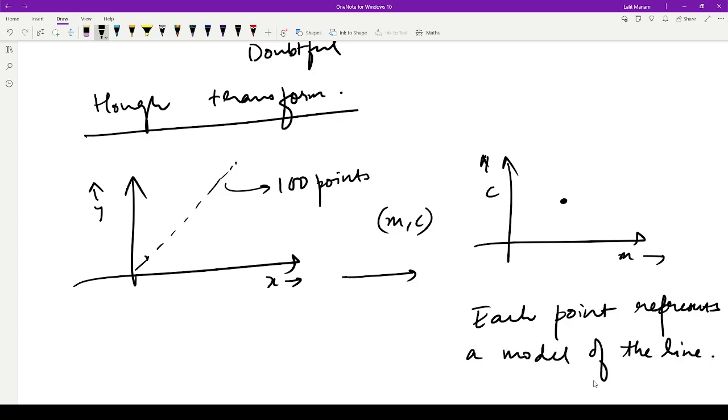I think it was the other way around, that you map a point to a line in the parametric space and then find the intersection of those lines. Yes, that's the method. That's right. If you intersect all of these lines, it will give you a point. Yes, that's the core idea.